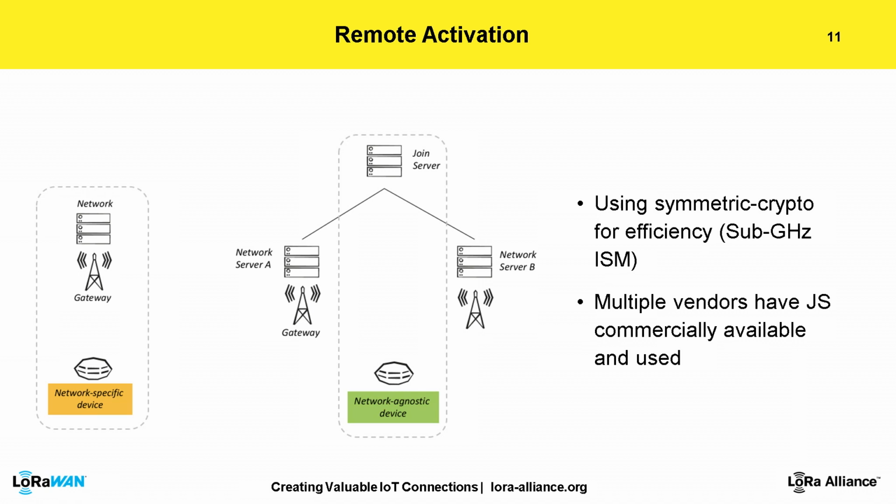So this is where the separation of the network server from the join server comes into the picture. The join server is the trust anchor where the root key or keys are stored. By separating that from network servers, the device makers can build a device that is personalized against a join server, but that can be activated across several networks, as long as those networks have an interface with the join server. And as of now, we already have multiple vendors with join servers that are available commercially.